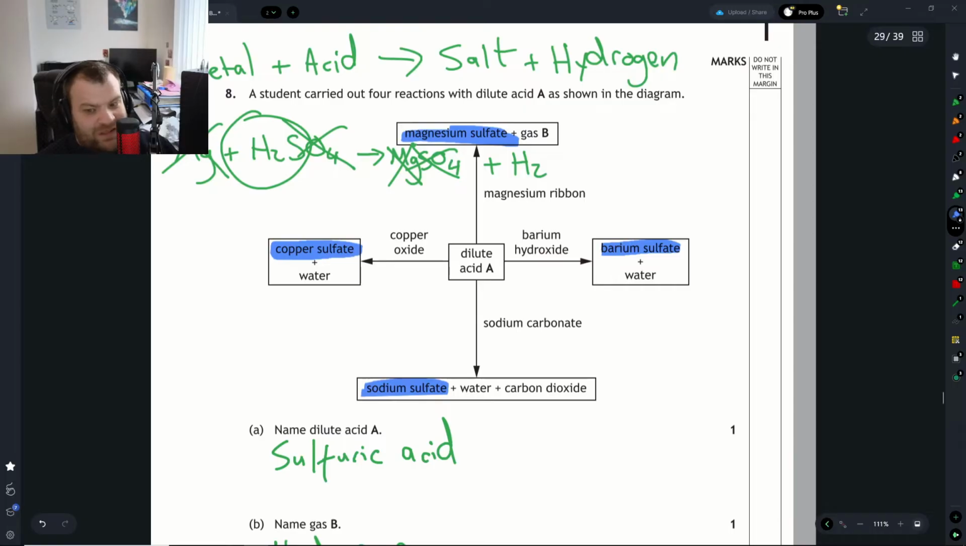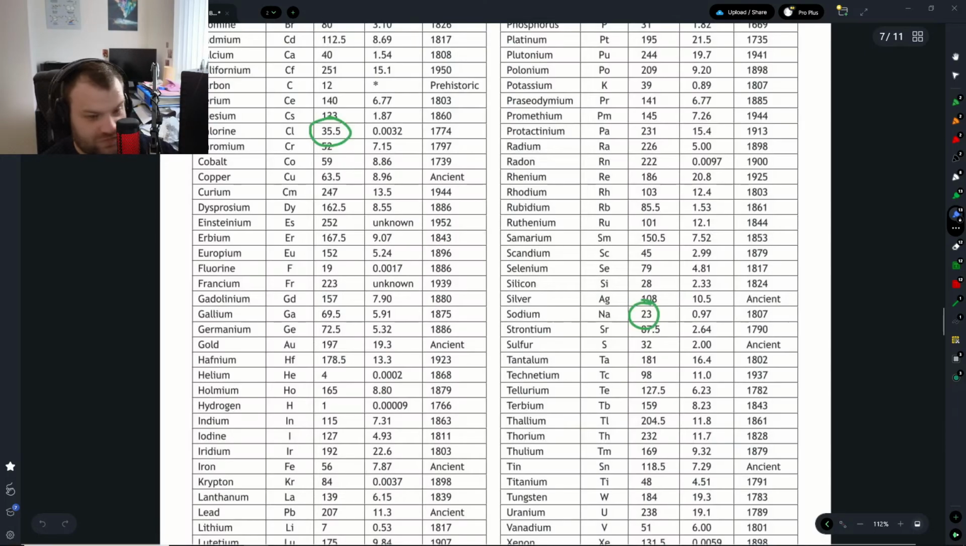Looking at the data booklet, I'm leaning towards barium. Barium salts tend to be insoluble. The likes of copper sulfate is the blue solution you may have used at some point in your chemistry career. But we'll double check just to make sure that I'm saying the right one.